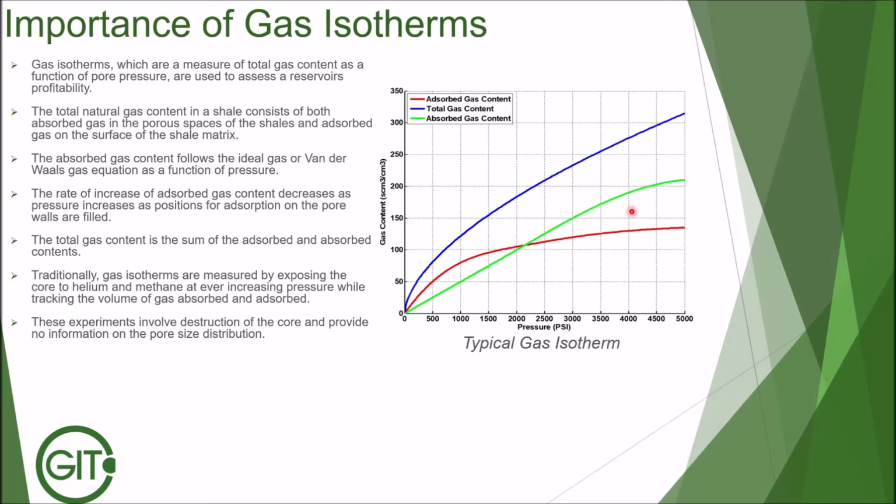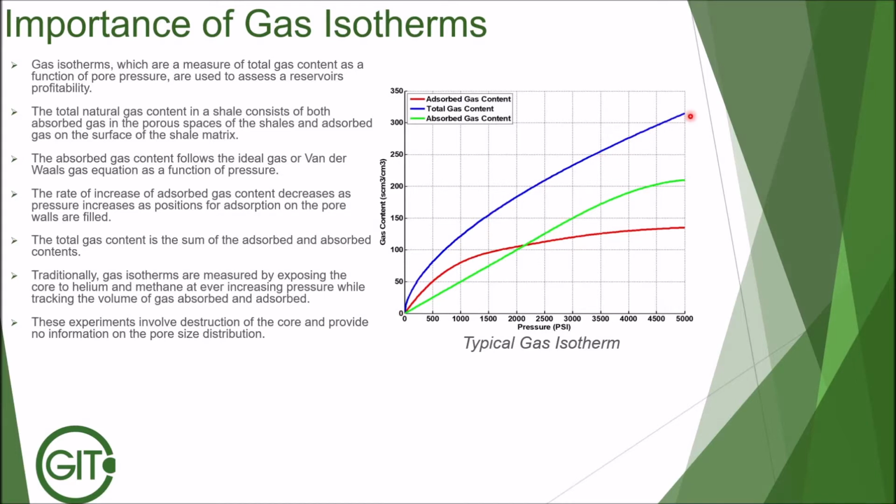Conversely, the rate of increase of adsorbed gas, which is plotted here as a function of pressure, decreases as the pressure gets higher. This is because the number of positions for adsorption are consumed as the pressure increases. Then the total gas content is simply the sum of the absorbed and the adsorbed gas content, and it's, for example, plotted here in blue.